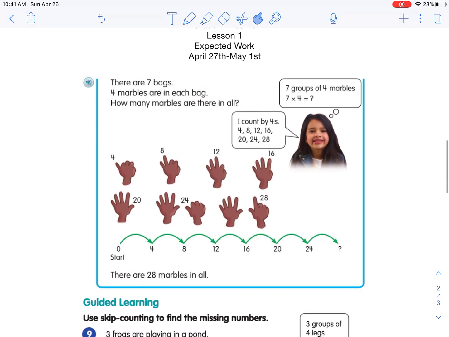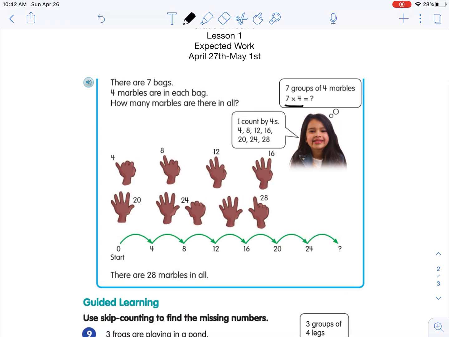Now we're coming down to this example. It's telling us there are 7 marbles. Or I'm sorry, there are 7 bags. 4 marbles are in each bag. So I have 7 groups with 4 marbles in each group. How many marbles are there in all? Well, she's over here reminding us, 7 groups of 4 marbles. My multiplication fact is going to be 7 times 4.